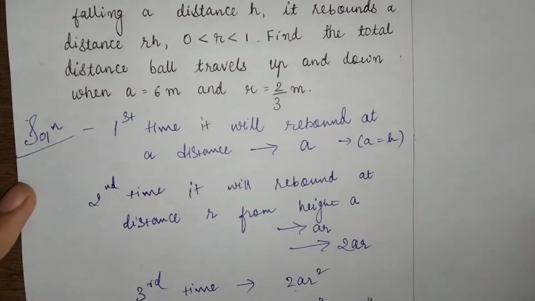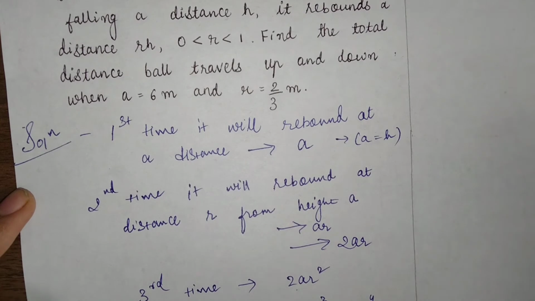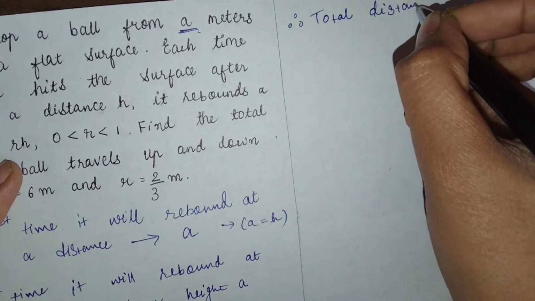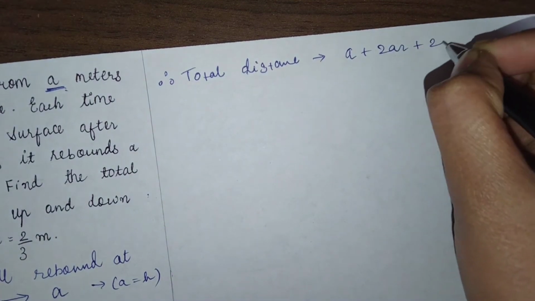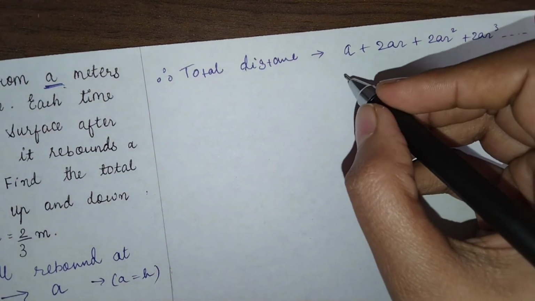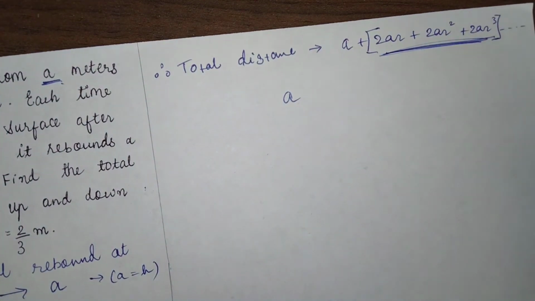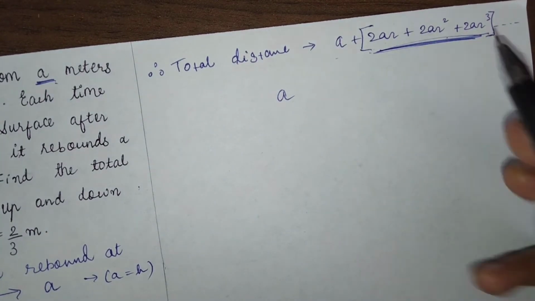But now what do we have to find? We have to find the total distance the ball travels up and down. We have to find the total distance. That is, we have to find the sum. Then only we will get the total distance. So total distance is equal to a plus 2ar plus 2ar square plus 2ar cube, and so on. It means we can see that this series is in geometric progression. Okay, leaving out a, this series is in geometric progression.